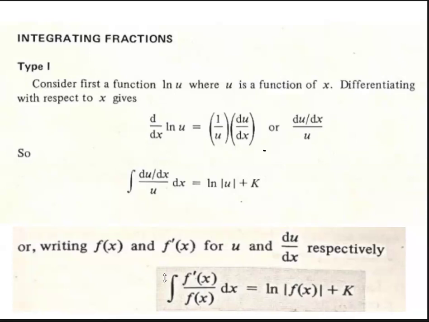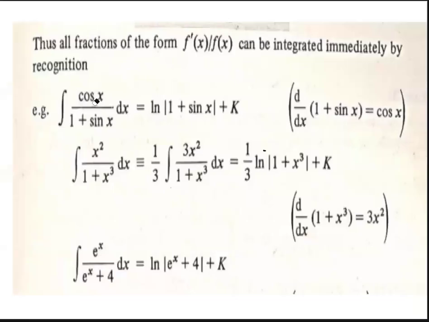So this is a standard result. In other words, you can do this by recognition. You could watch the thing and say, you know what, I could figure out what the integral of this fraction is. Note, the numerator is the derivative of the denominator. As an example, the derivative of 1 plus sine x is cos x. Therefore, the integral of cos x over 1 plus sine x is ln of 1 plus sine x. And don't forget your k at the end.